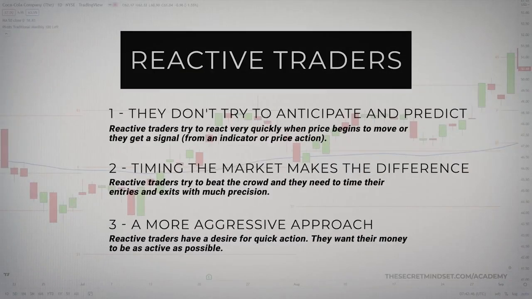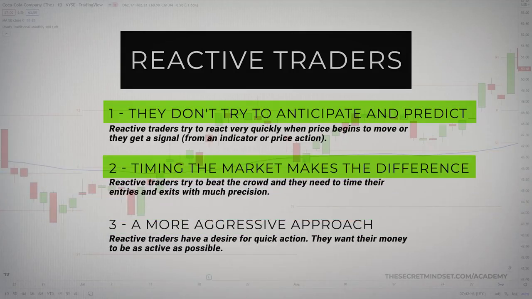Reactive traders don't try to anticipate and predict. What they do is try to react very quickly when price begins to move or they get a signal. Reactive traders also try to beat the crowd, and they try to time their entries and exits with much precision. Reactive traders have a desire for quick action. They want their money to be as active as possible. It requires a much more aggressive approach to be a reactive trader.